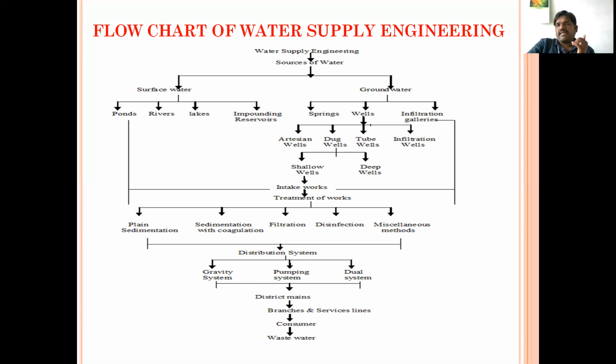In the groundwater, as part of the curriculum, we have an in-detail discussion about these wells. The wells have been categorized into four: artesian wells, dug wells, tube wells, and infiltration wells. Again, these dug wells have been divided into two categories: shallow wells and deep wells.